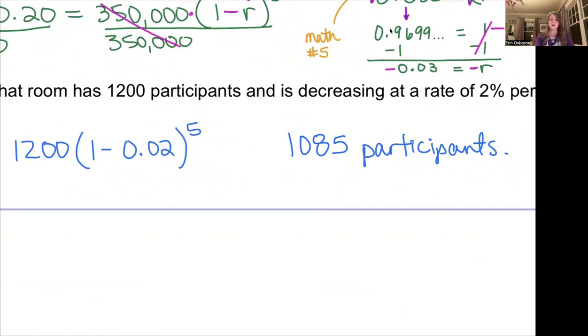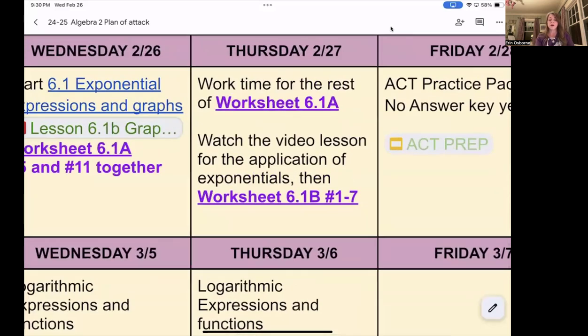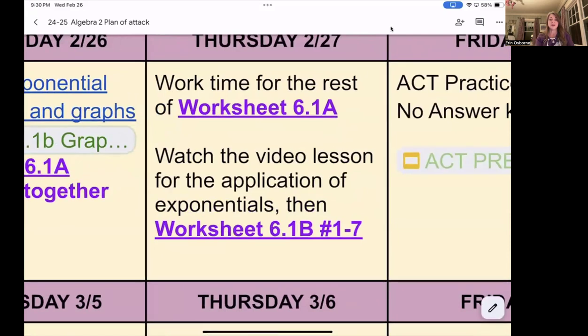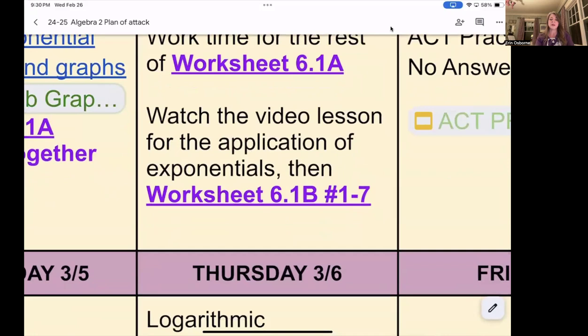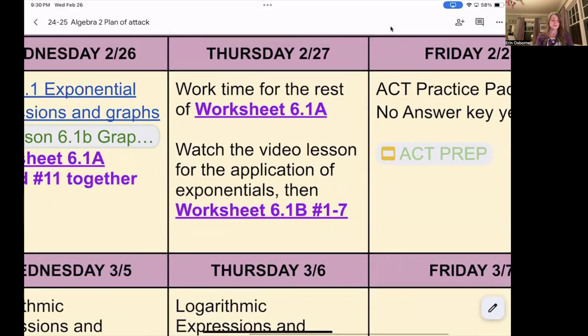These notes are already uploaded. If that went too fast, you can always click on the link and play the video quietly yourself. Actually, not the video, but you can open the notes. And then I just want to remind you on our plan of attack, this worksheet 6.1 is the worksheet that we started yesterday that had the graphs on it. Now you're going to also want to start worksheet 6.1b. You're only attempting 1 through 7 on it. There is an answer key on the back. Use your calculator, but set those equations up first.